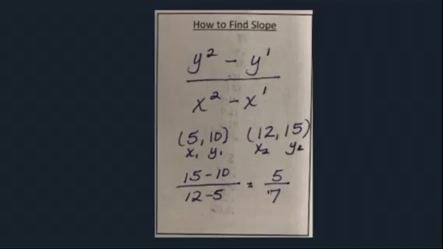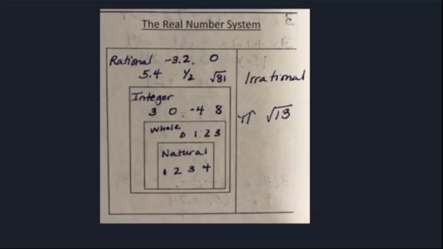algebra to memory because you'll probably see a couple of problems on the EOG for slope 2. Okay, Unit 1, we talked about real number systems, rational and irrational numbers.